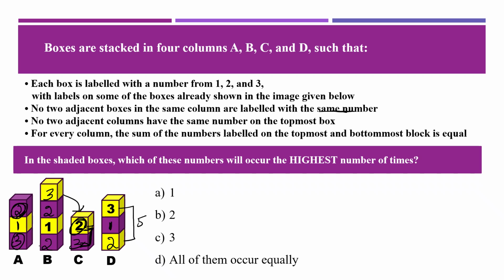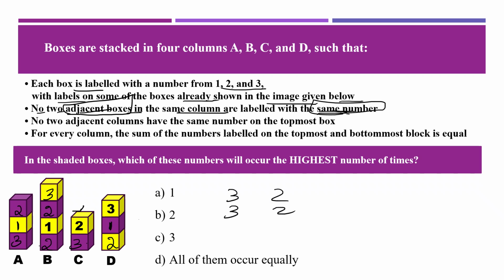Let us cross-check if they satisfy the given conditions. Each box labeled with 1, 2 and 3. Some boxes already shown in the image. No two adjacent boxes in the same column are labeled with the same number. They are just talking about adjacent boxes. So after 2 it's 1 and 3. After 3 it's 2, 1, 2. So 2, 3, 3, 1, 2. So they are not adjacent. The same number is nothing like 3, 3 or 2, 2 or 1, 1.